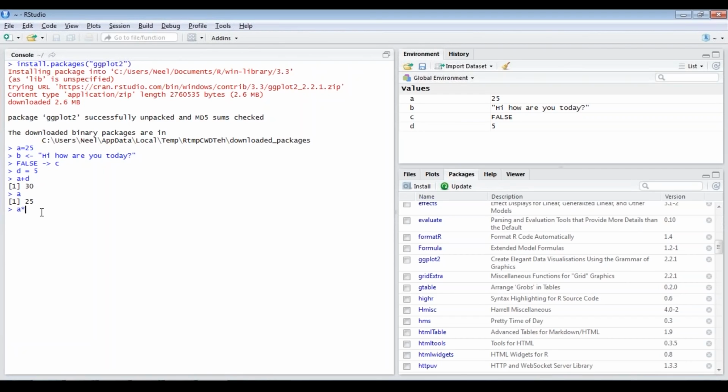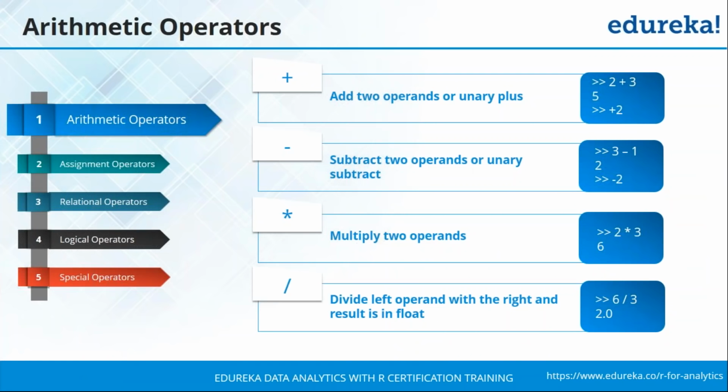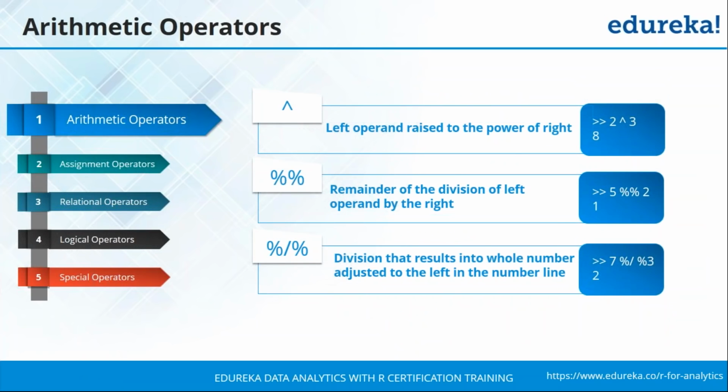Now let's say a into d is 125, a divided by d is giving me the answer as 5 and so forth. Basically all your arithmetic operations can directly be performed here and then you can go ahead and execute it. Now apart from these 4 basic arithmetic operations, you also have specific operators where you have your exponent operator and then you have a specific division operator.